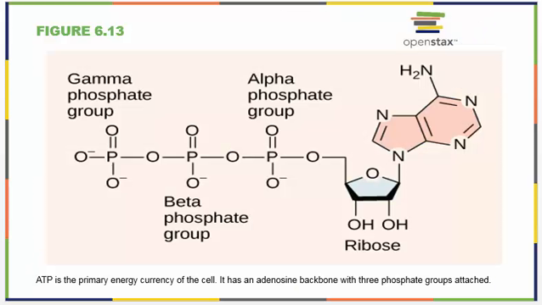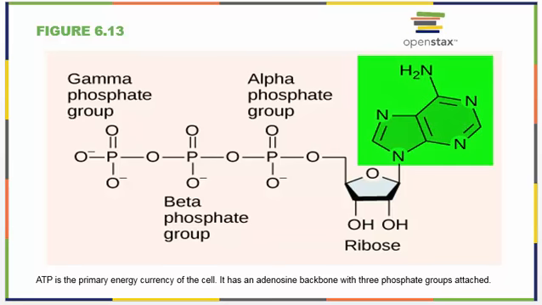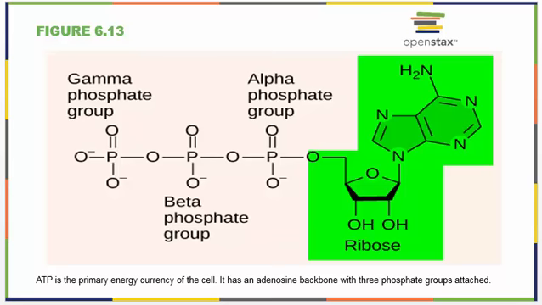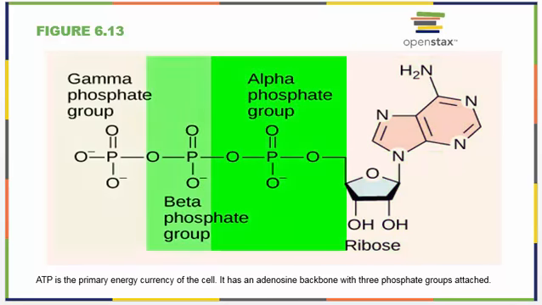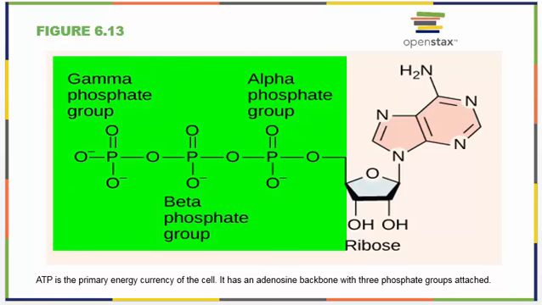Within cells, energy comes from a molecule called adenosine triphosphate, or ATP. ATP is an adenosine bound to 3 phosphate groups. The adenosine itself is a nucleoside consisting of a nitrogenous base called adenine and a 5-carbon sugar called ribose. The 3 phosphate groups are labeled alpha, beta, and gamma. Not all of the bonds within this molecule exist in a particularly high energy state, but some do.